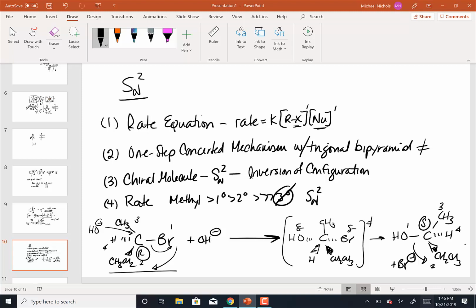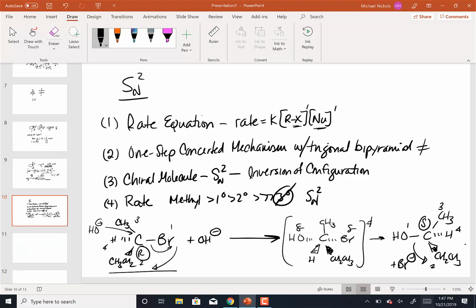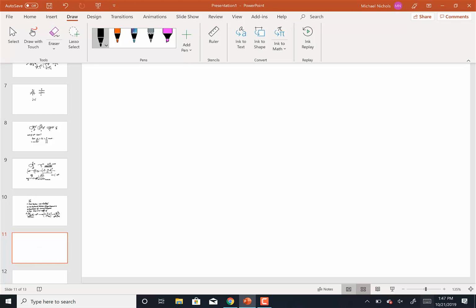So those are the 4 key elements of SN2. There are solvent effects that will play with this. There are strength of nucleophile and strength of leaving group effects that will be involved in this. But these are the 4 essential elements of SN2. Which means that for today, there are 4 essential elements of SN1.